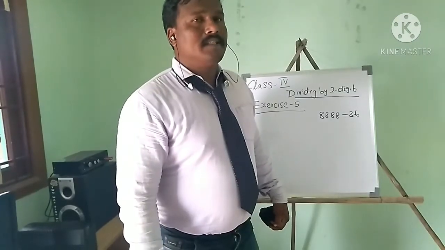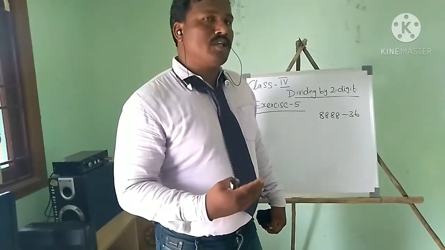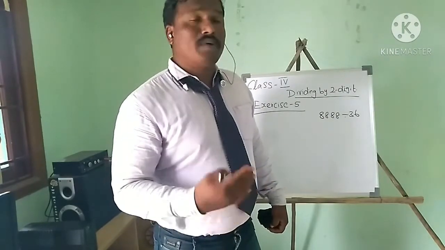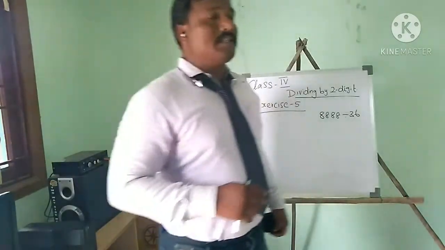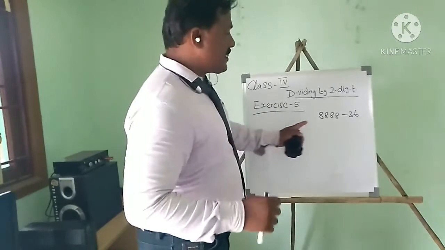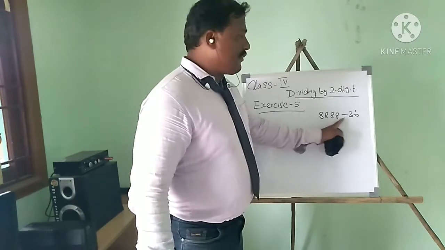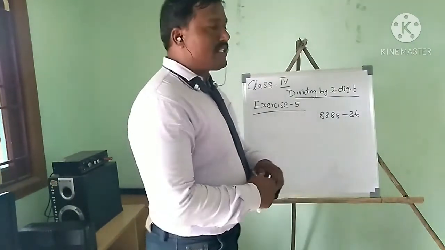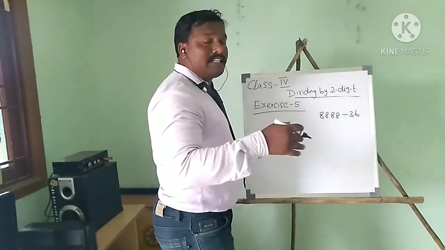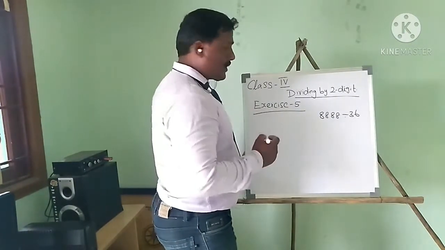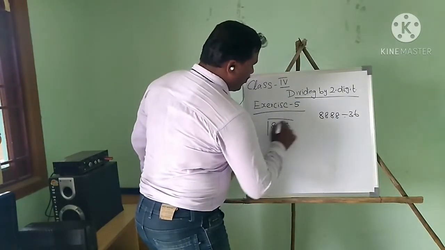Hello students. In the last video I took some example sums and solved them. Today I will take one sum from exercise 5. The sum is 8,888 divided by 36. So I will solve this sum. You watch carefully, then it will help you to solve the other sums. Okay. So, 8,888 divided by 36.